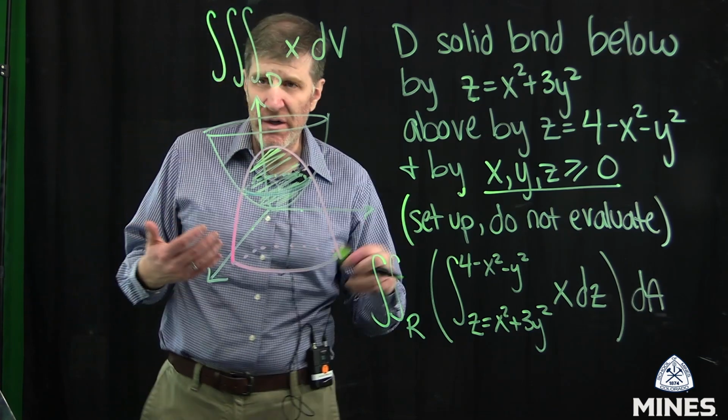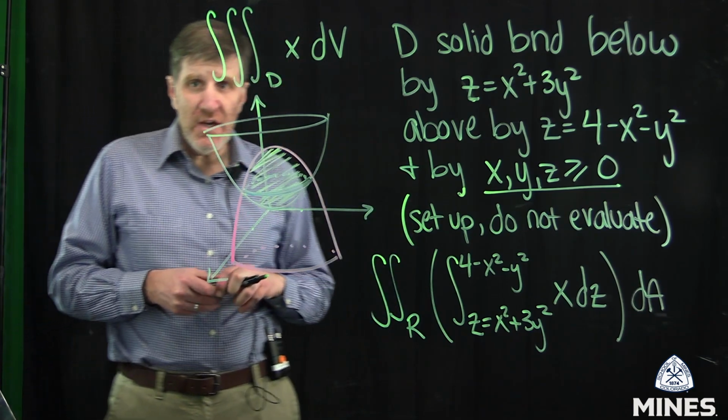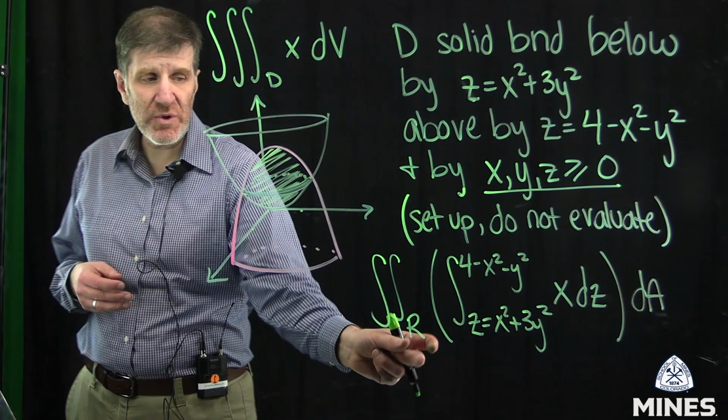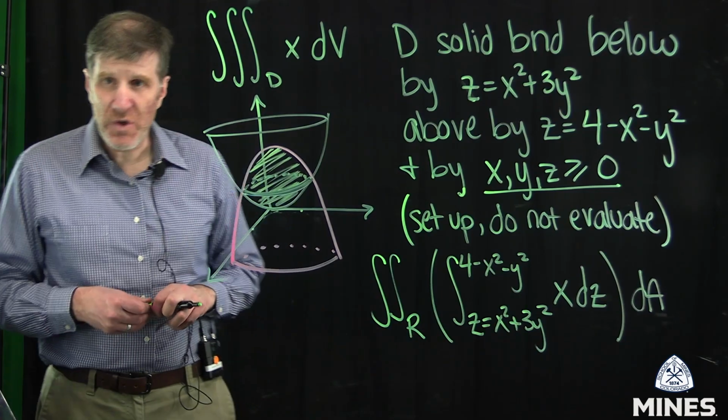So we've got the z part. We need to figure out the double integral part. To figure out the double integral part, we need to know what the region is for the integration. So let's figure that out.